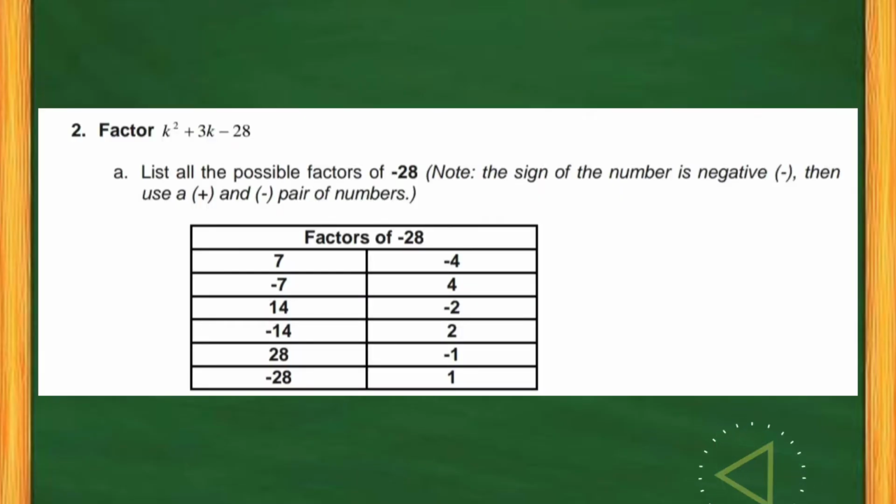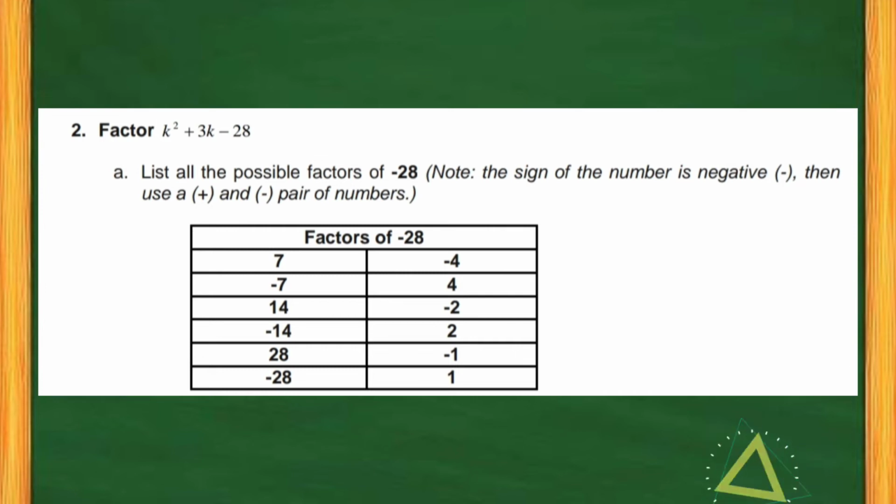Another example, factor k squared plus 3k minus 28. Gaya kanina, let us make a list of the factors of negative 28. So this time, negative 28 siya. So ang factors niya kapag negative ay dapat magkaibang sign. So isang positive at isang negative. So meron tayong 7 and negative 4. Siyempre, meron ding negative 7 and positive 4 and so on and so forth. Basta ba, ang factors na ito ay magbibigay sa atin ng negative 28.